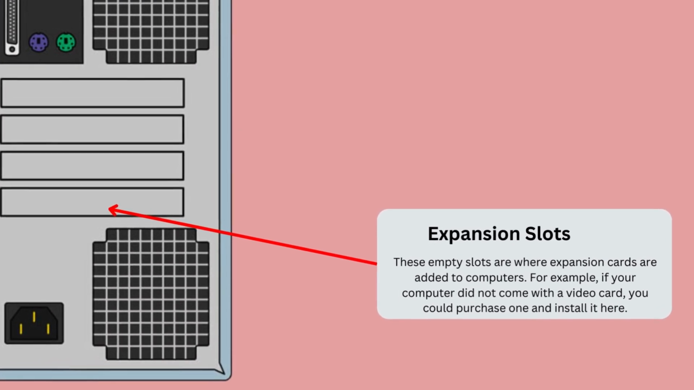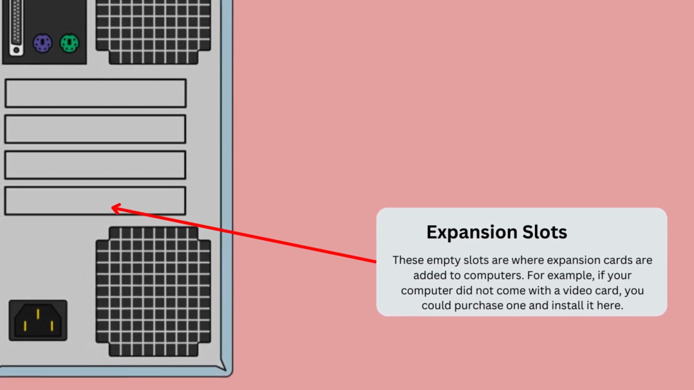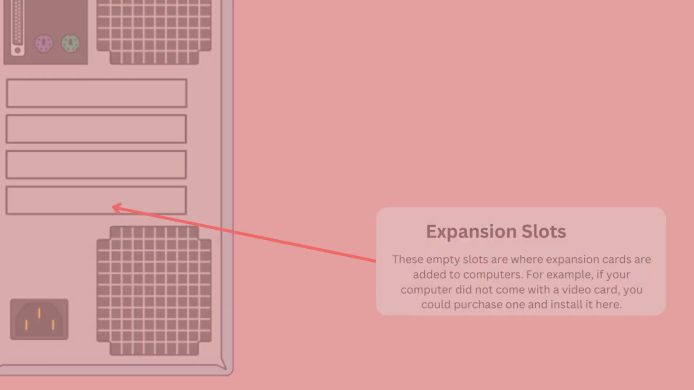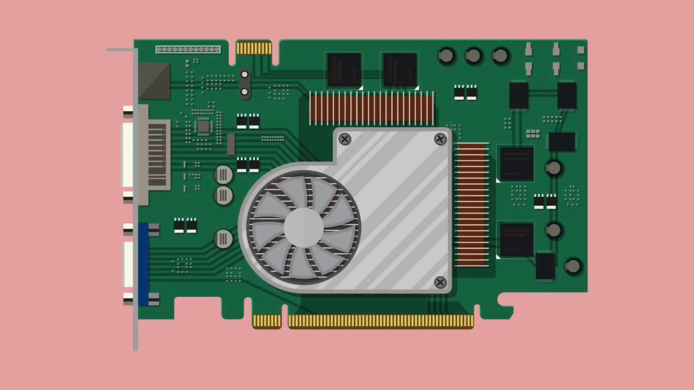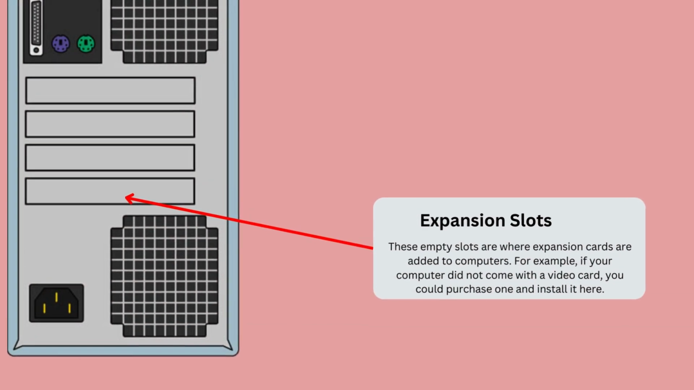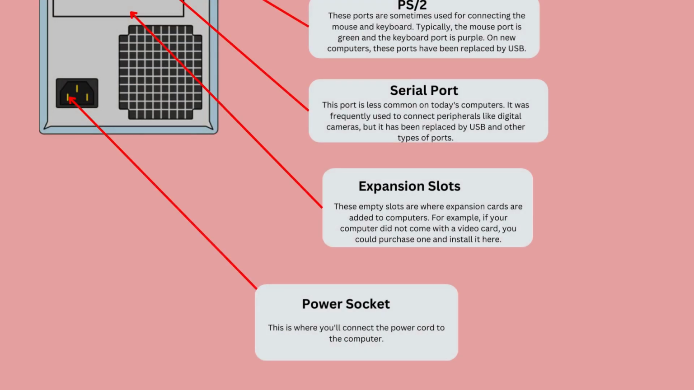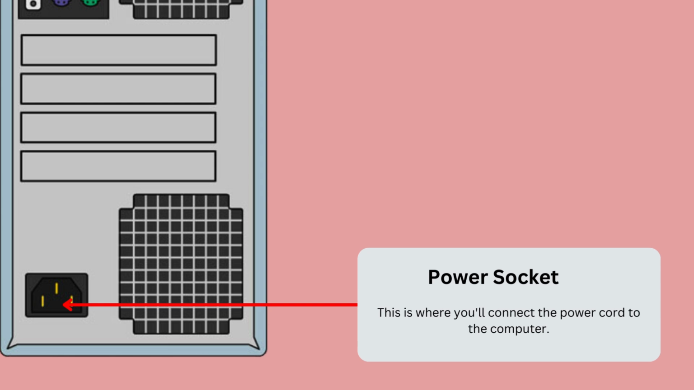These empty slots, or expansion slots rather, are where expansion cards are added to computers. For example, if your computer did not come with a video card, you could purchase one and install it here. Then at the back, lastly, we have the power socket. This is where you will connect the power cord to the computer.